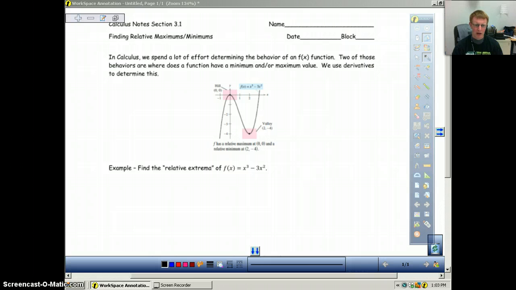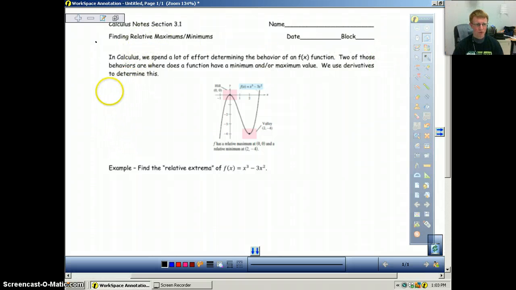Now, we're going to use this graph in this problem right here to illustrate what we're trying to do. Two of the major things that we will be working on is being able to find a minimum or a maximum value on a function. So we're going to use derivatives to do this.